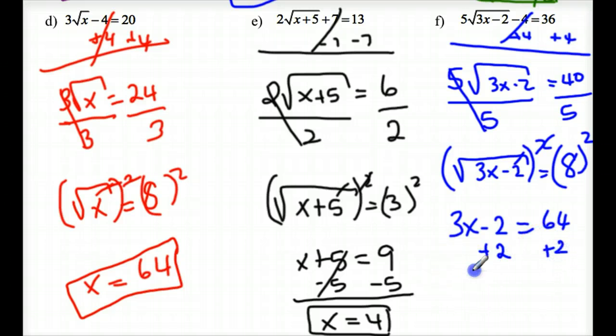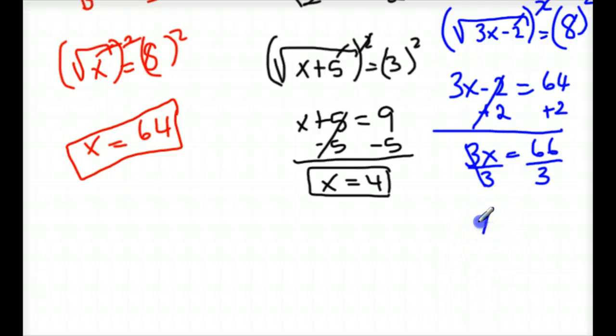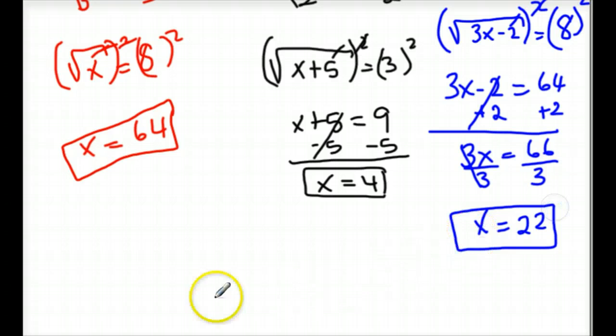Remember, I'm taking it over. This cancels. 3x is equal to 66. My last and final step to get x by itself is divide by 3. This cancels. And I have x is equal to 30. Nope. X is equal to 22. That's my final answer. Okay?